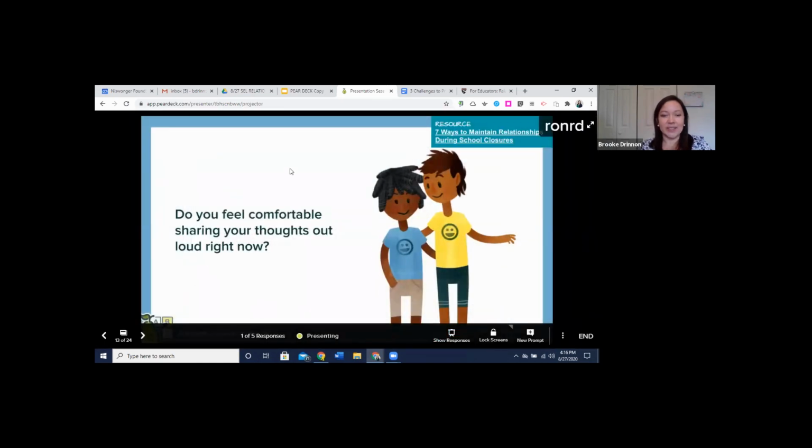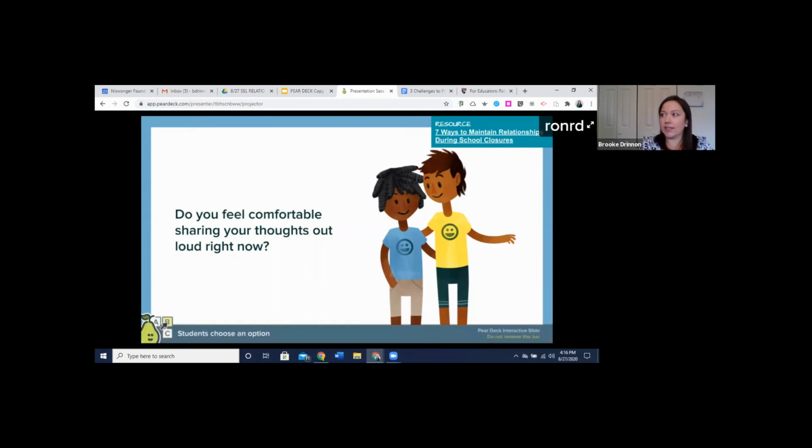All right, and so this is actually an SEL template that I pulled from Pear Deck. They just suggest a strategy, just polling students. You should be seeing on your screen right now the option to share, and I should have sent this out earlier before I asked people to share. But do you feel comfortable sharing your thoughts out loud right now? It sends out a multiple choice response to students. And that way you can call on those who may feel comfortable but may not be that willing to speak up if you just say, who wants to answer this question?